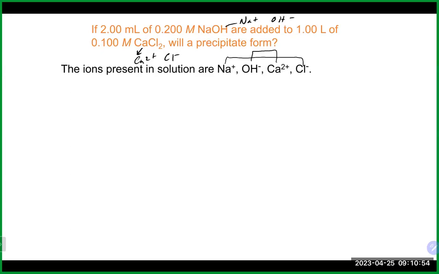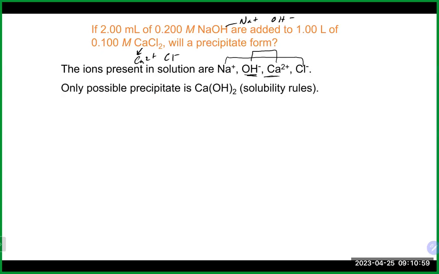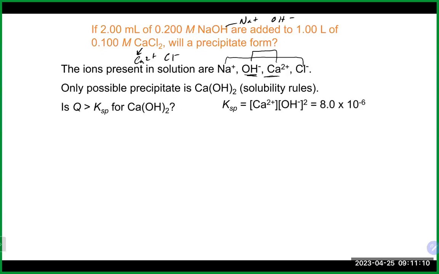And hopefully from your solubility rules, there is only one option, which would be these guys could come together. Obviously sodium is soluble in everything. So sodium chloride obviously would be soluble. You wouldn't expect a solid to form. So with that, what we want to know is Q greater than the KSP for calcium hydroxide? And the KSP that you can find in the table is 8 times 10 to the minus 6. So I'll let you pick it up from that point, calculate Q, and see will a solid form in this case. Okay, let's take a look.